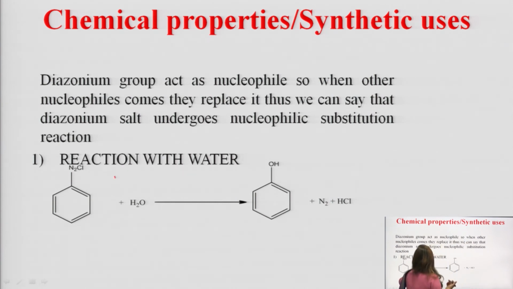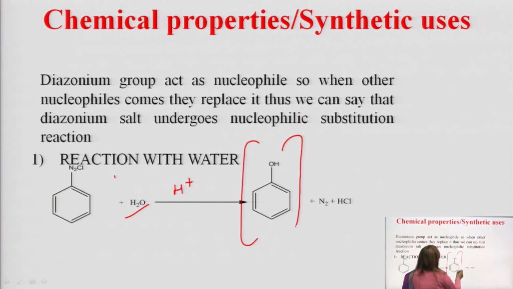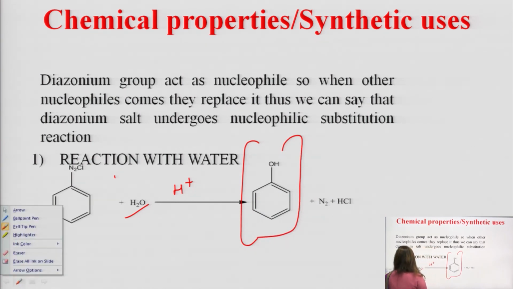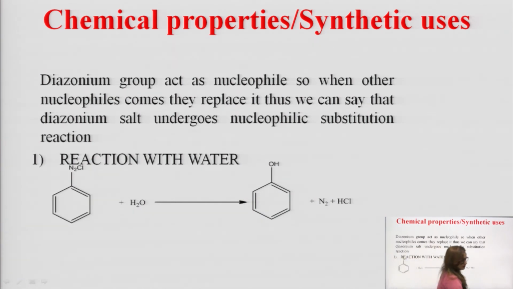The first type is the reaction with water. We always keep diazonium salt at a very low temperature, because at high temperature it is unstable. Every time you have to prepare diazonium salt in fresh form. In the presence of acid, hydrolysis of it takes place and it changes into phenol. So, this is the reaction with water.